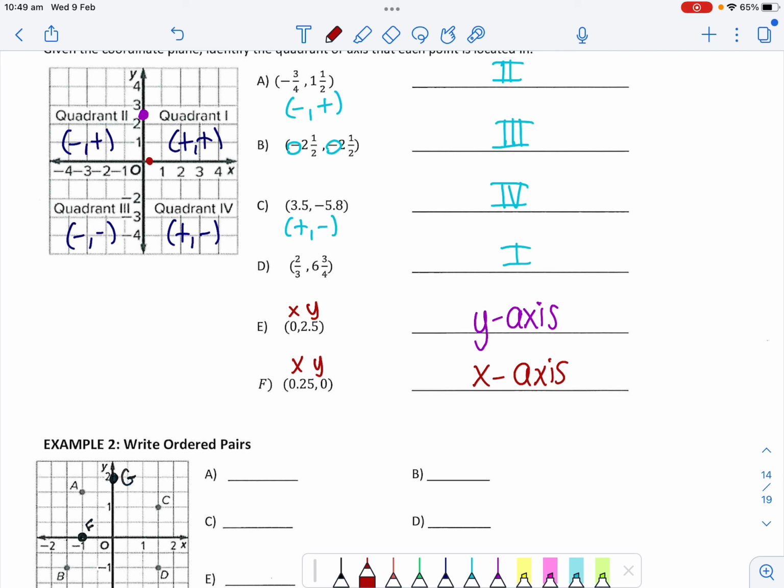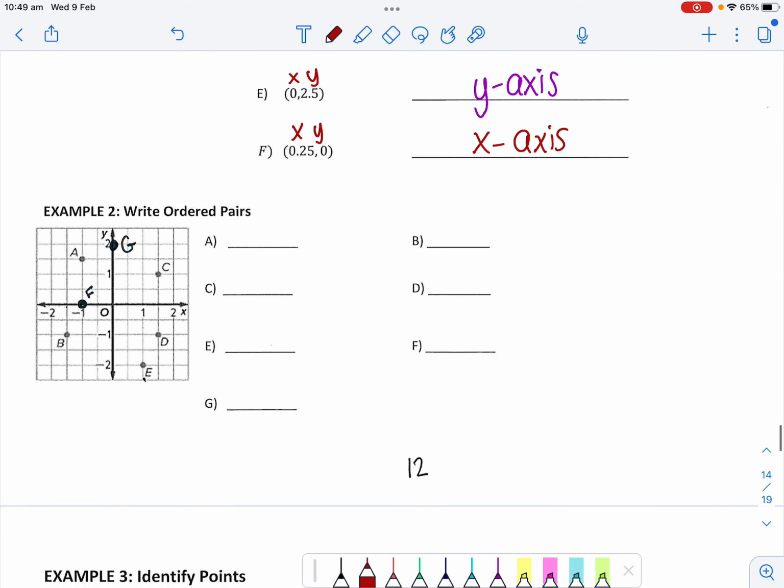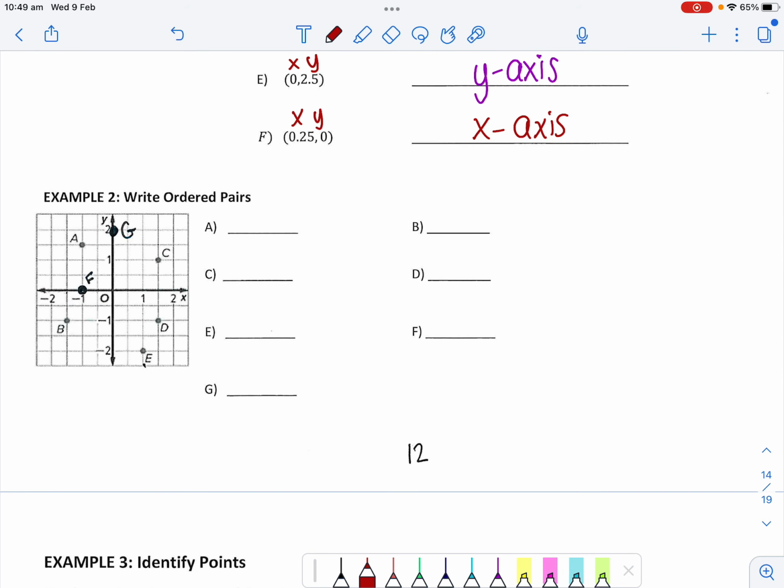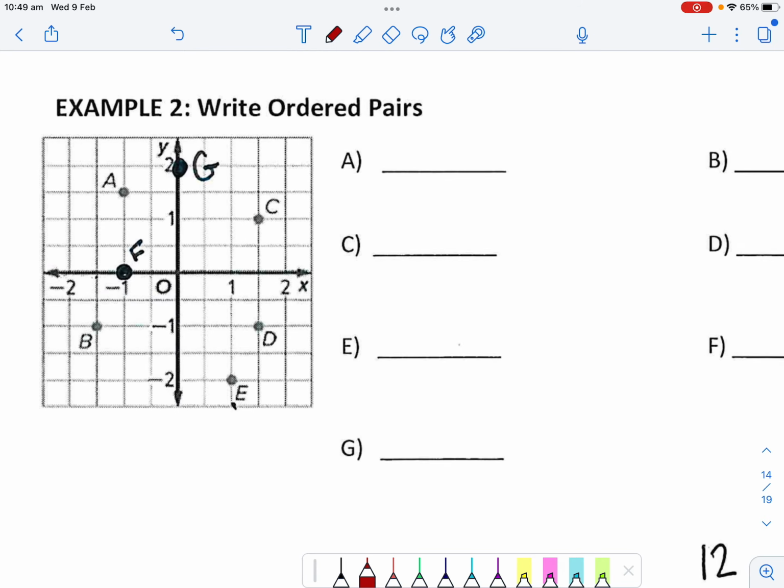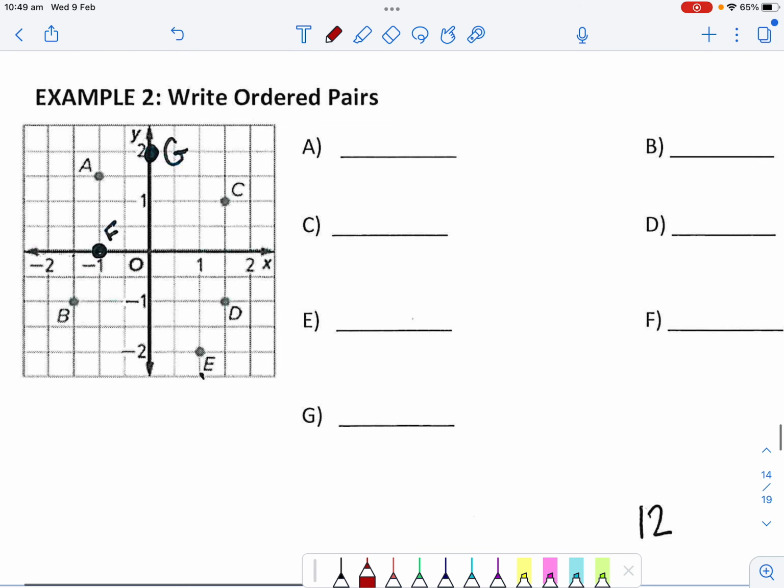In example 2, we're writing ordered pairs. So we're going to be counting our grid lines, and we are going to be identifying ordered pairs on the graph based on their location. This graph counts by 0.5s. So I'm going to zoom in here a little bit so we can see the graph a little bit bigger. So each line is going to be 1/2. So when I count back to point A, I'm actually counting back to -1 and then going up to 1.5. So -1, 1.5.